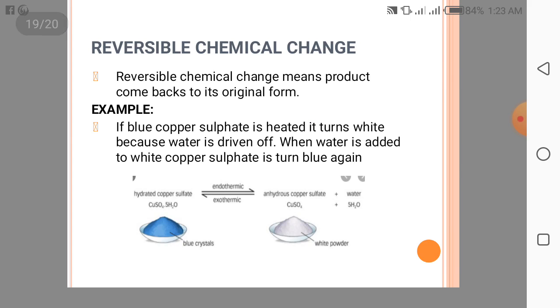Reversible chemical change. Reversible chemical change means the product comes back to its original form. For example, if blue copper sulfate is heated, it turns white because water is driven off. When water is added to the white copper sulfate, it turns into blue color again.